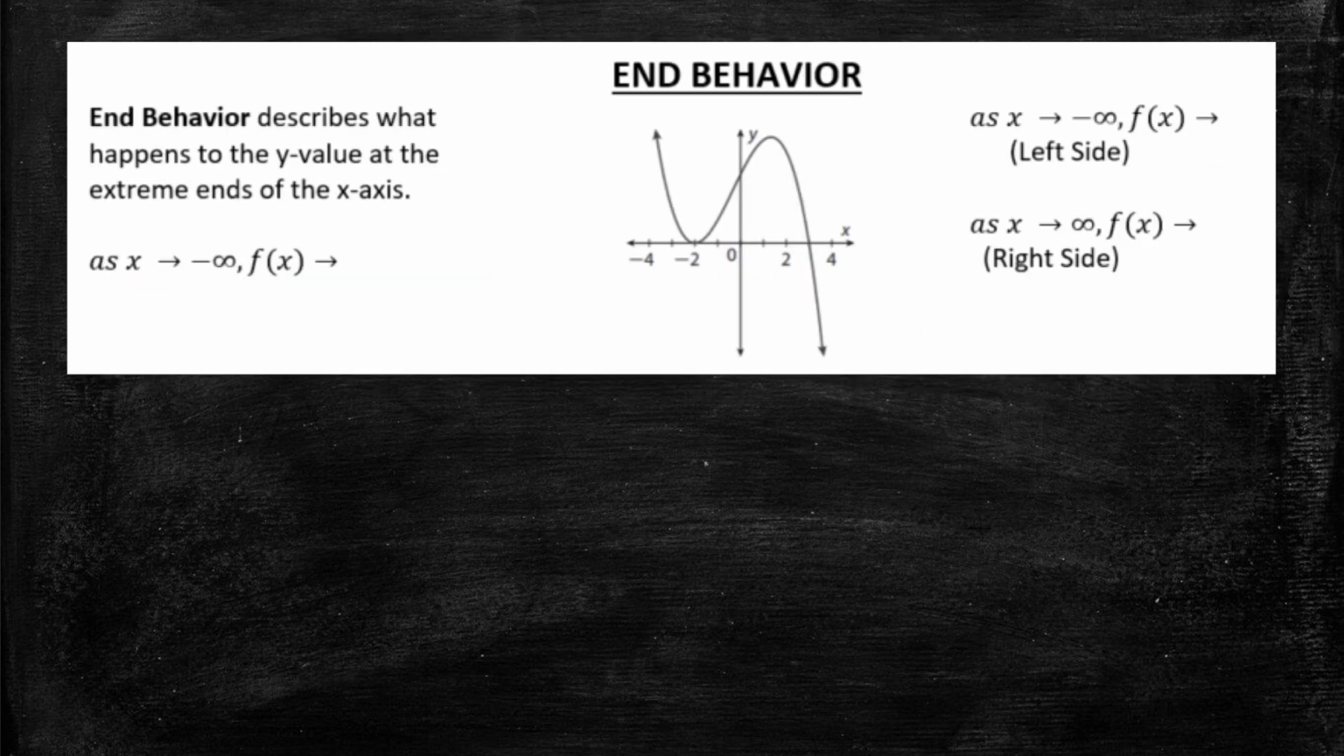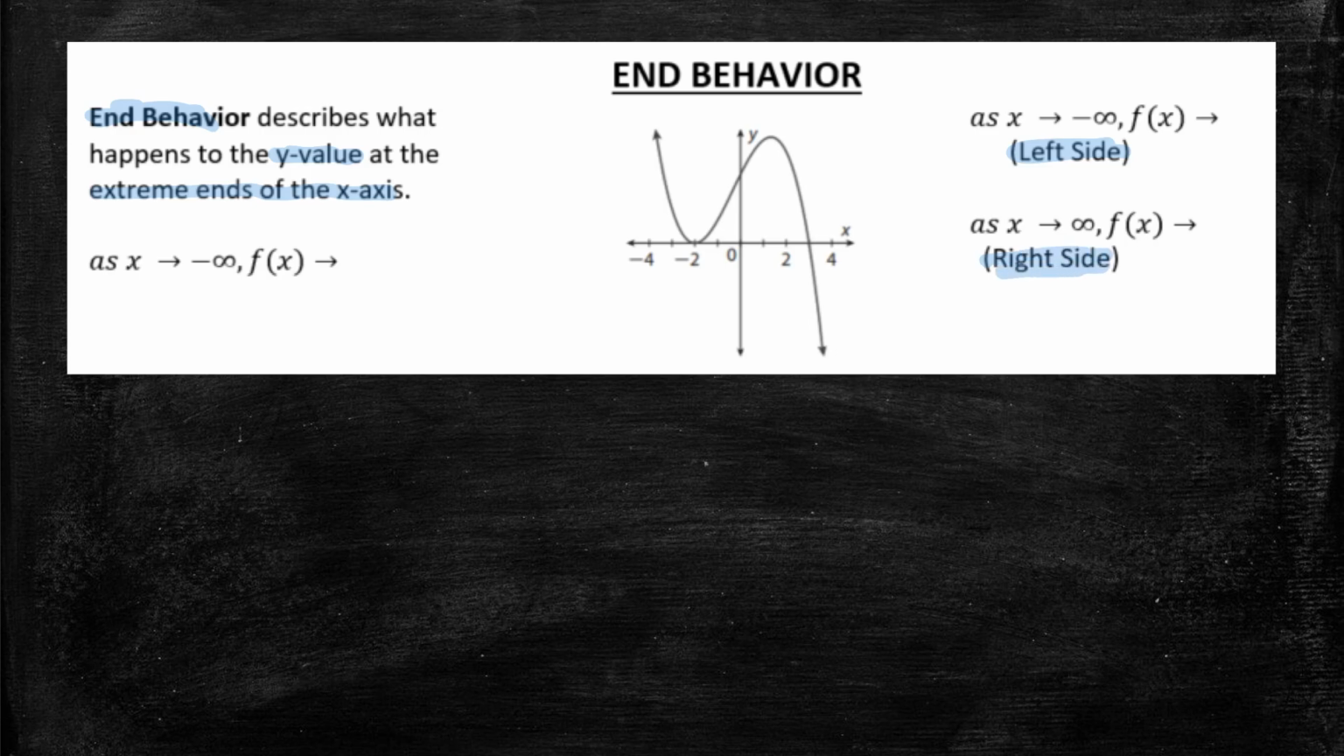Okay, now this is a term that's new to you. It's called end behavior. End behavior describes what happens to the y value at the extreme ends of the x-axis. You always want to think of this as your left side and your right side. Those are your extreme ends.